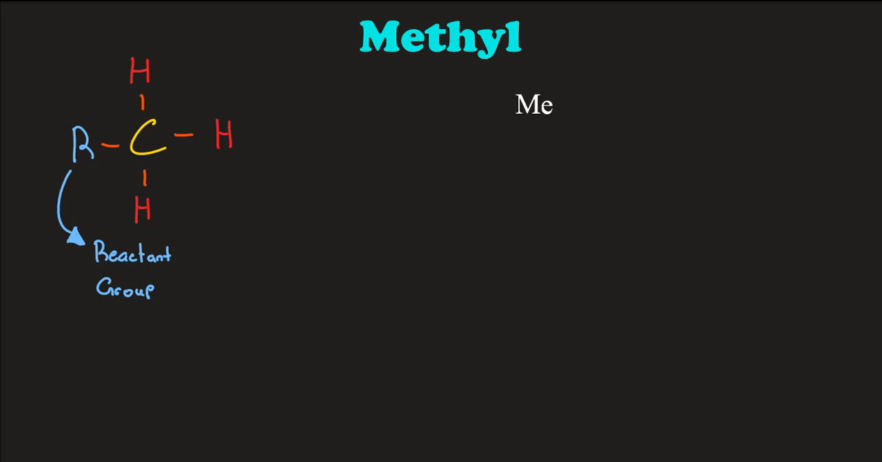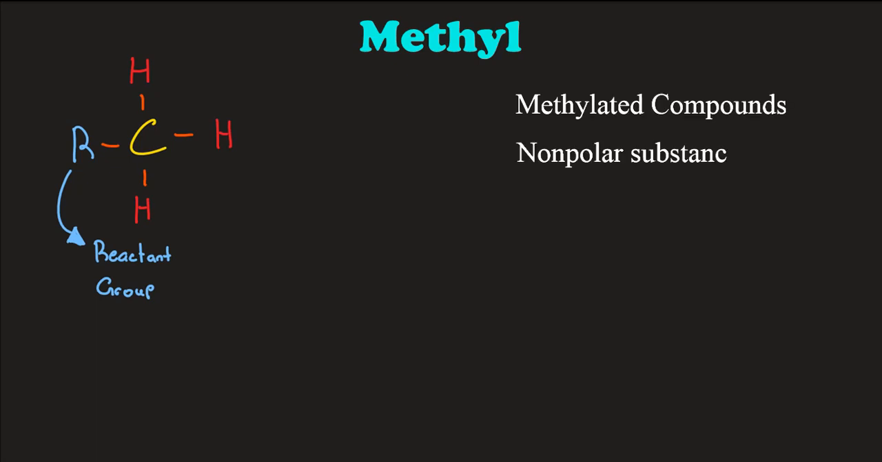Let's first review methyl. As shown on this diagram, methyl consists of a carbon atom bonded to 3 other hydrogen atoms and 1 R group. This R group, which is shown in the following diagrams as well, represents the molecule the functional group is bonded to. Methyl is part of the compound known as the methylated compounds. It is a nonpolar substance and affects the expression of DNA when it is indirectly or directly bonded to it.